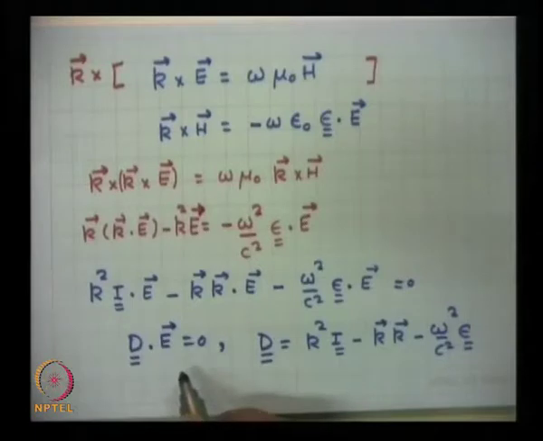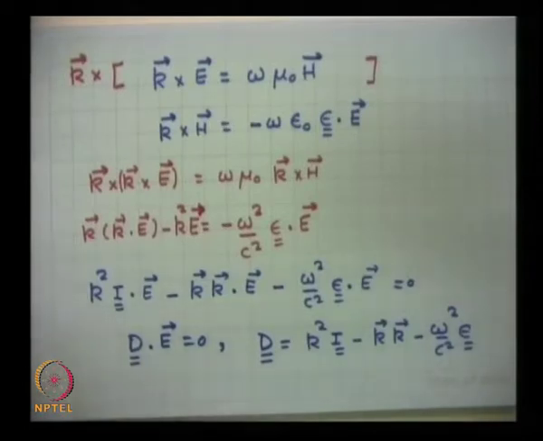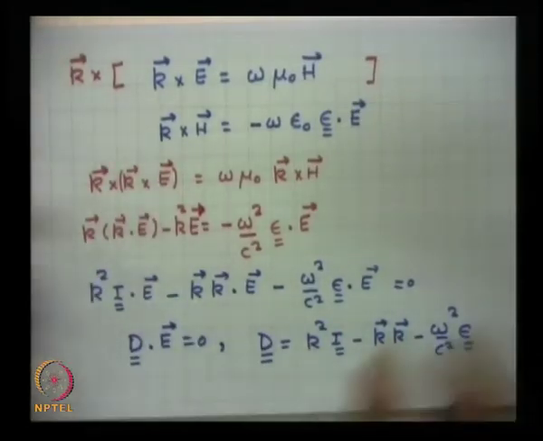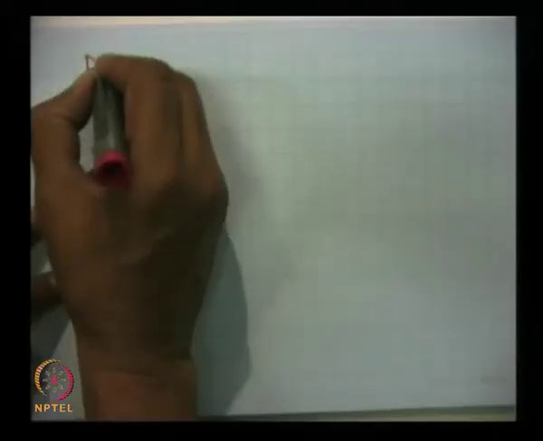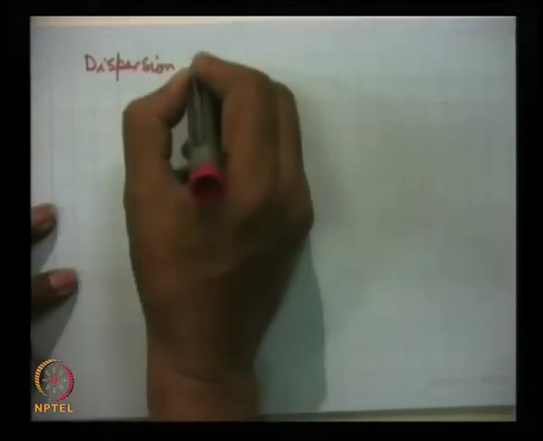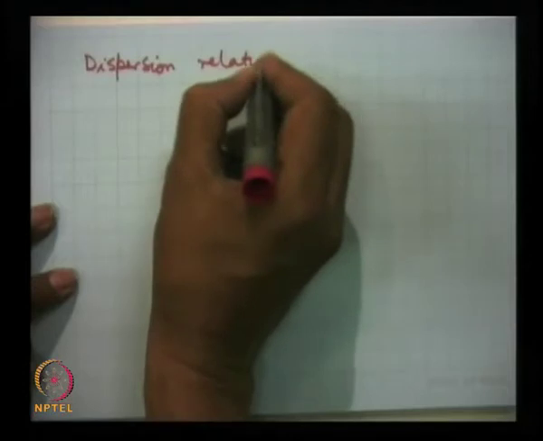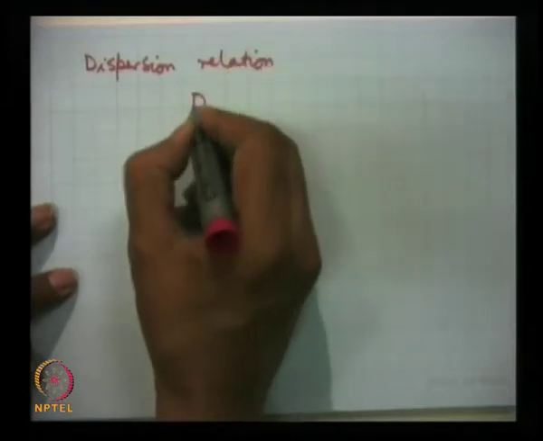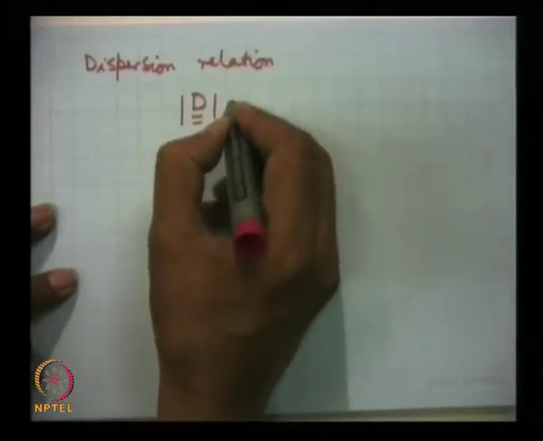This is the important condition, and that is called the dispersion relation. So, the dispersion relation of an electromagnetic wave in a plasma in general is the determinant of d equal to 0. That is a formal dispersion relation. So, let me write down the dispersion relation. The determinant of d is equal to 0.